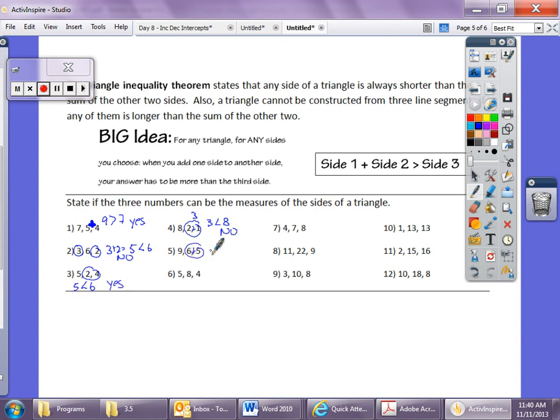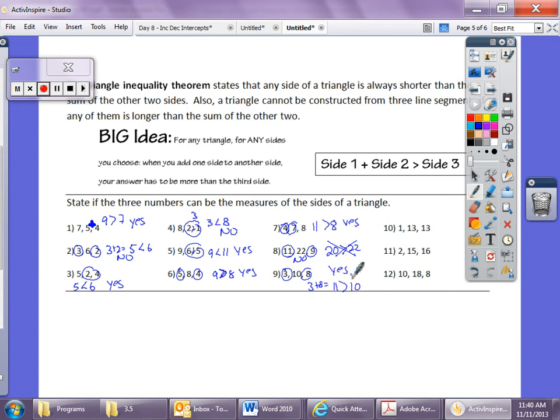The two smaller sides, so we have 9 is less than 11, so that's yes. The two smaller ones, so 9 is greater than 8, so that's yes. The two smaller sides, 4 and 7, 11 is greater than 8, so that's yes. The two smaller sides are 11 and 9, so 20 is not greater than 22, so that's a no. Once again, 3 and 8, 3 plus 8 is 11, that's greater than 10.